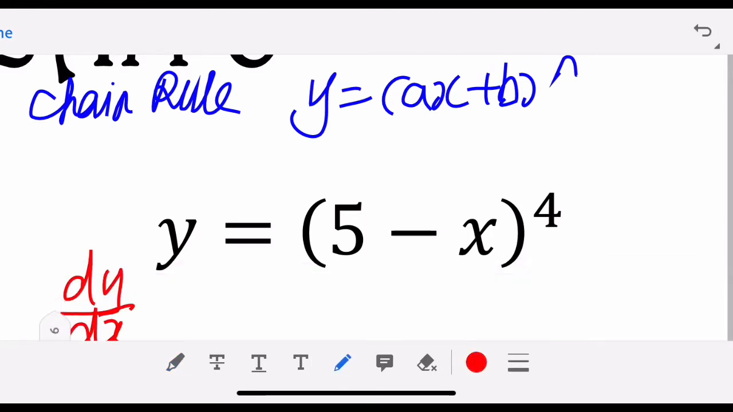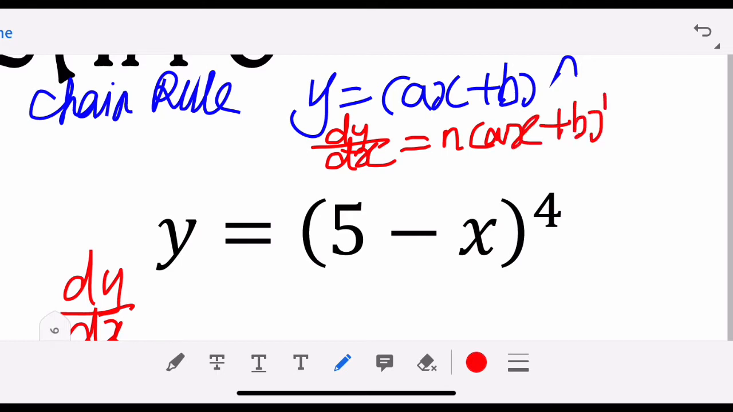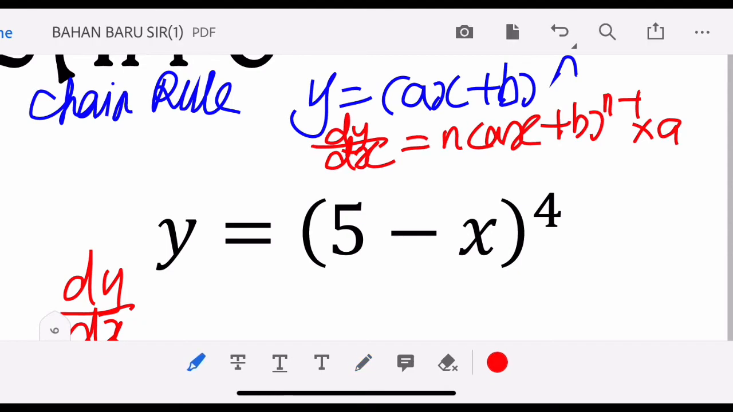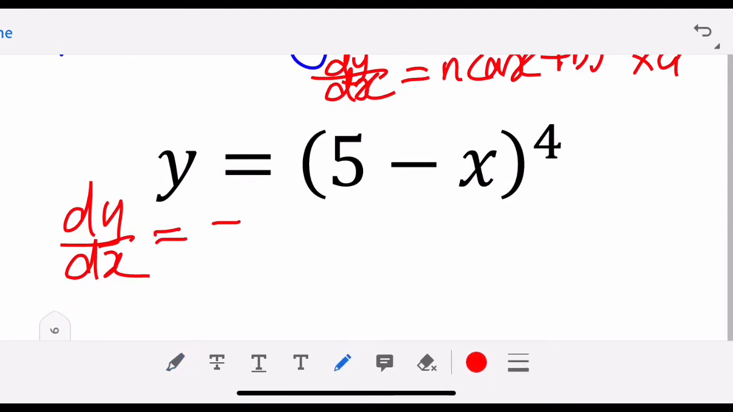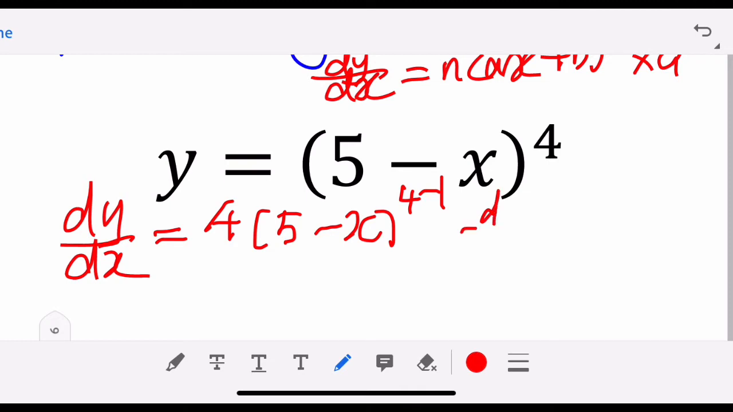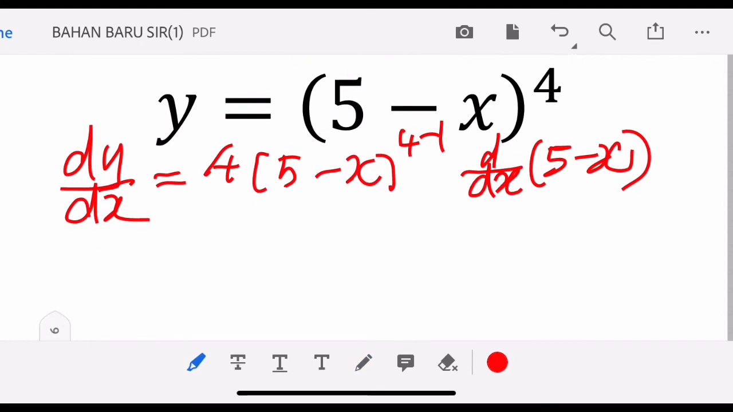When you do dy/dx for the chain rule, you have to bring down the n times (ax plus b) to the power n minus 1, and don't forget you have to differentiate ax plus b, and you will get a. Now I'm using the chain rule: 4 times (5 minus x) to the power 4 minus 1, and then I have to differentiate 5 minus x. That is so-called chain rule.